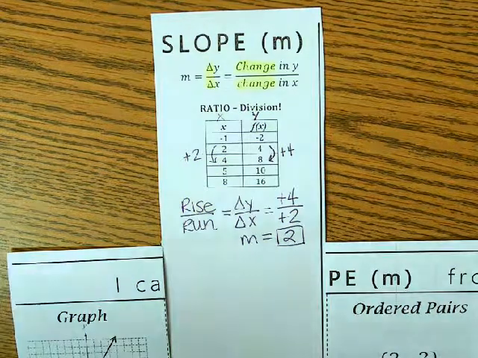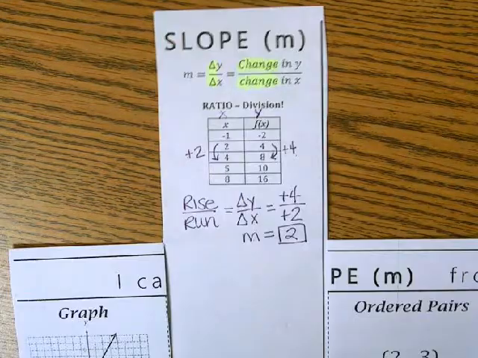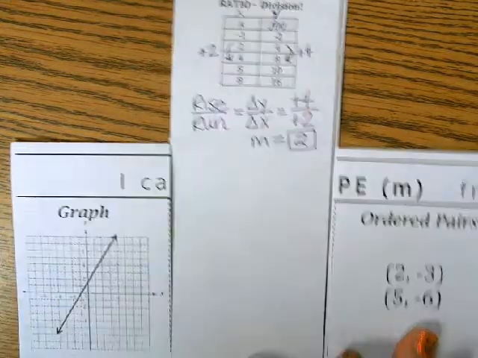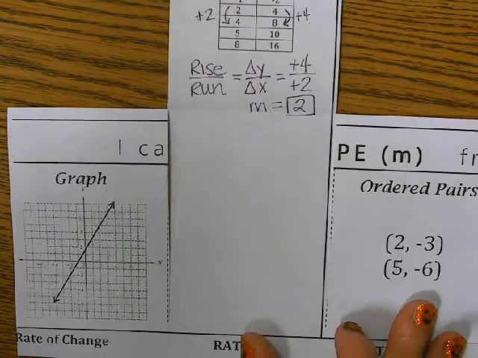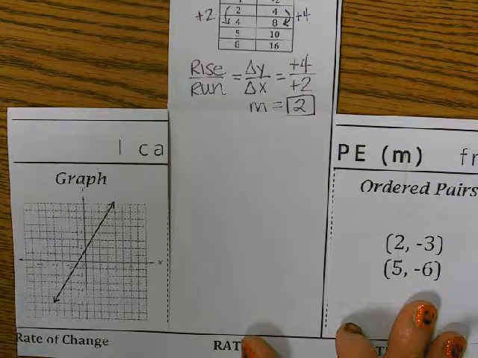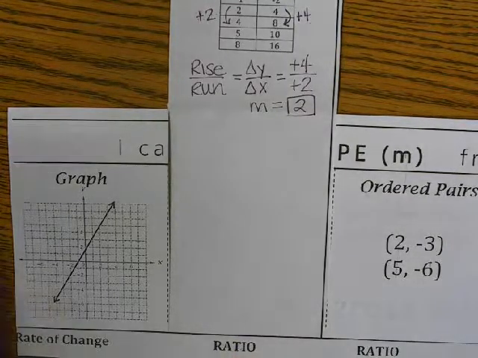Okay. I'd like to do a different table just so that we can see what it looks like when our table has different movements. So let's make another table that looks like this. Hold on a second.